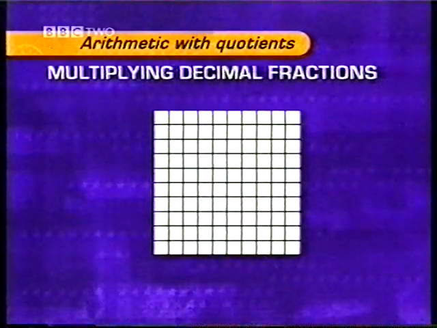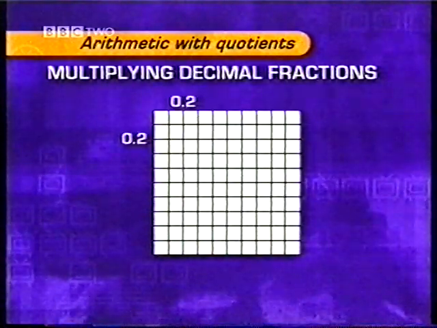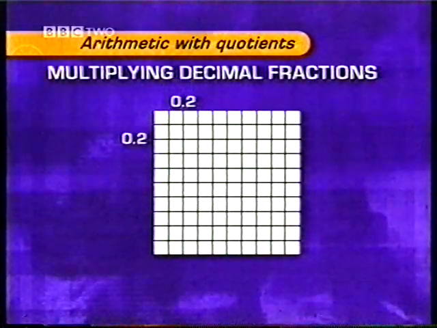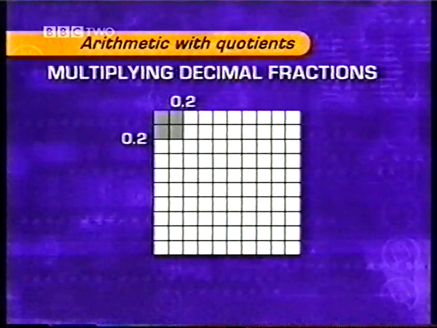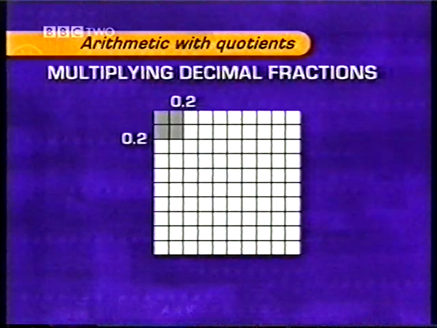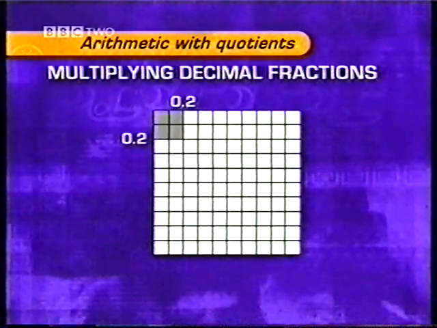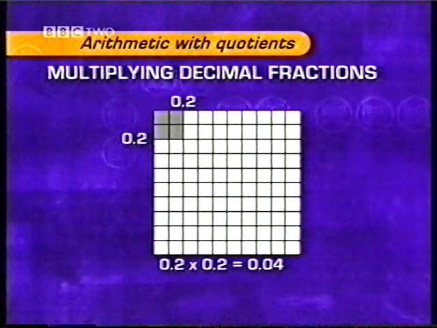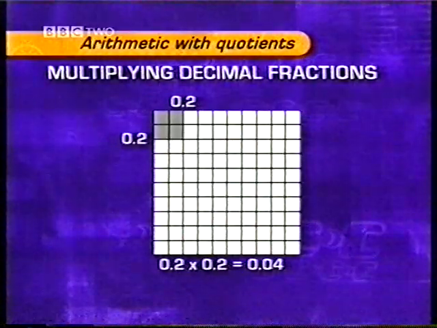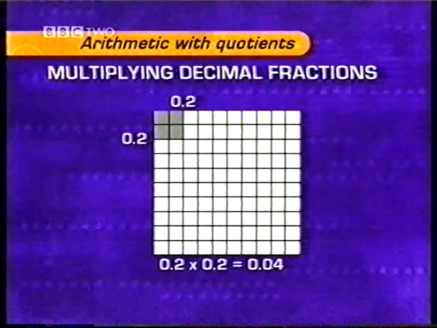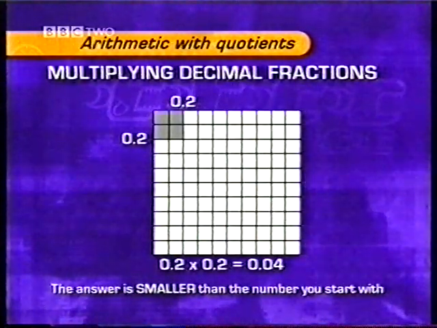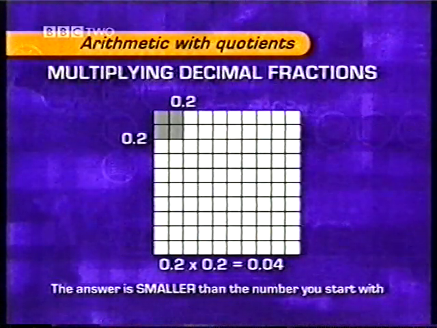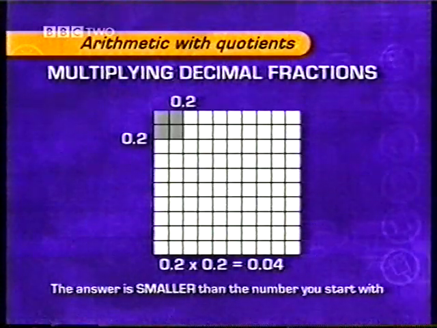We can check this by using the area model again. Take a unit square and mark off 0.2 on 2 sides. Here we can see that the shaded area of the square, 0.2 by 0.2, is only 4 squares out of the whole 100 squares. This confirms that 0.2 times 0.2 is 4/100. That's 0.04. Again, notice when you multiply a decimal fraction by a decimal fraction, you get an answer smaller than the numbers you start with.